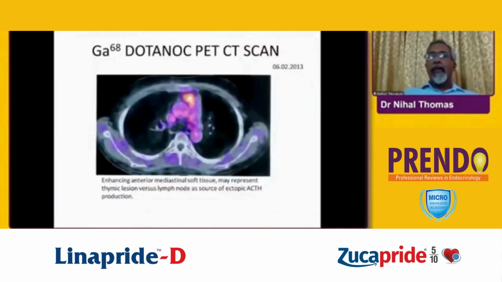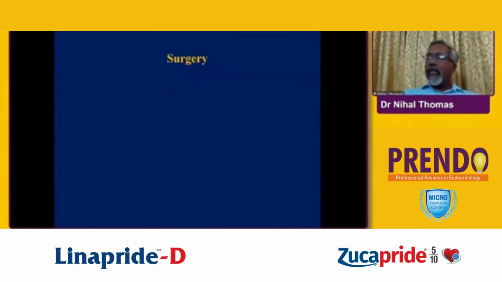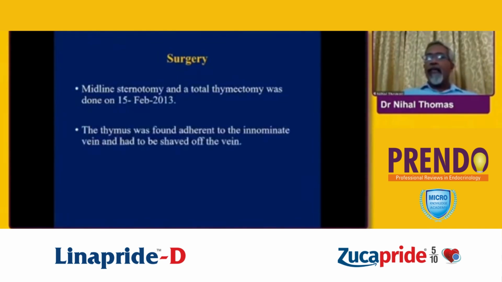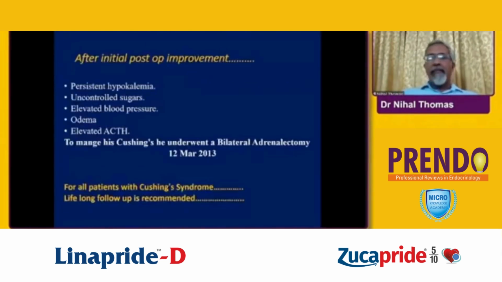So this was followed up by a DOTATATE PET scan, which showed an anterior mediastinal soft tissue lesion in the location of what would be the thymus, and is possibly the site of an ectopic ACTH producing tumor. So the patient was subjected to a thymectomy by the thoracic surgeons. A total thymectomy was performed, and the thymus was found to be adherent to the innominate vein, and the tumor in the left lobe of the thymus was dissected, and the left phrenic nerve was preserved.